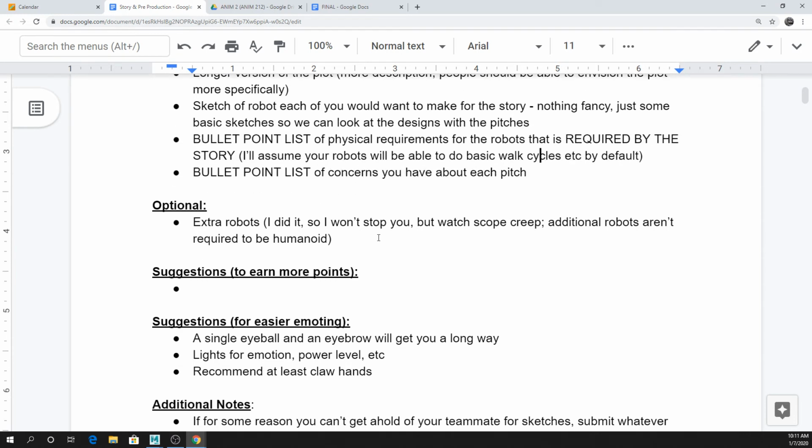And again, optional, if you want to have extra robots, go for it. Watch scope creep.